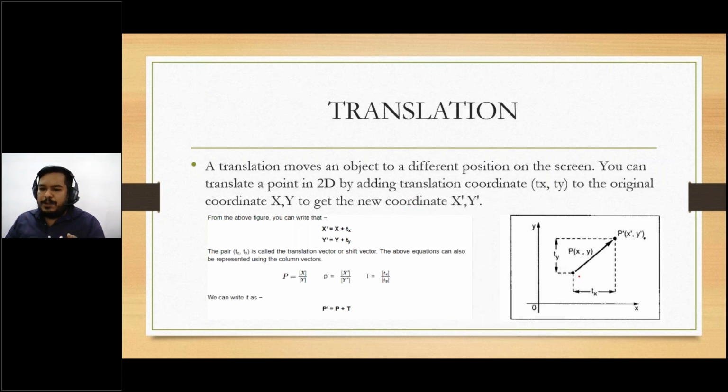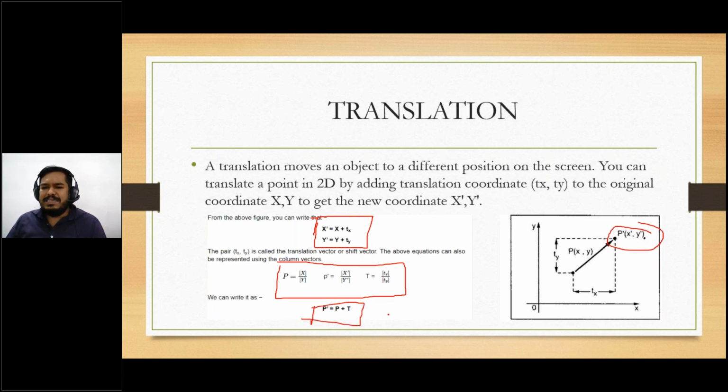If we write the expression for y dash, then y dash will be written as y plus ty. So this is the expression that we are going to write for that translated destination point. tx and ty will be called a translation vector or a shift vector, and this equation will be represented as a column vector, and this column vector will be written as p dash equal to p plus t.